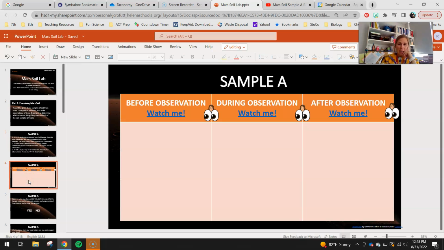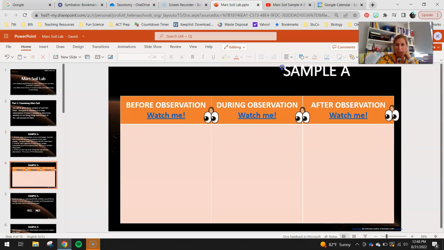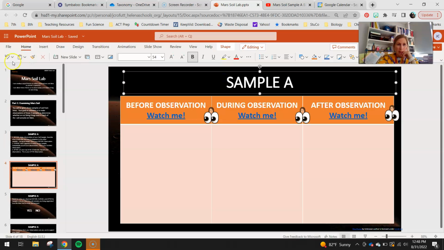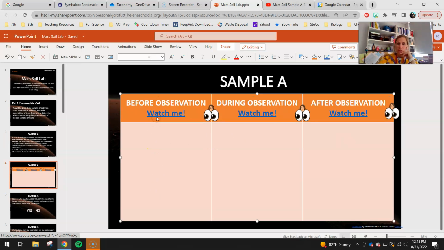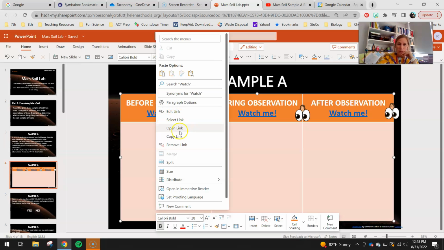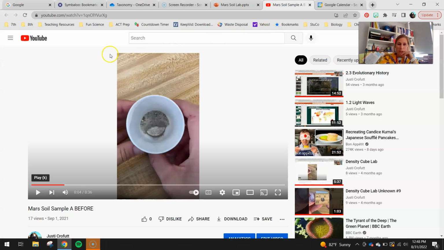Okay, here's your data table. This is for sample A. Okay, you will see here's your before, your during, and your after. Notice that under each of those, there's a little link that says watch me. Those are going to be your videos. Since you're doing this at home, you don't have the soil in front of you. This is your way of watching the samples, or doing this lab at home. So you will right click, open that link, and then a video will pop up.